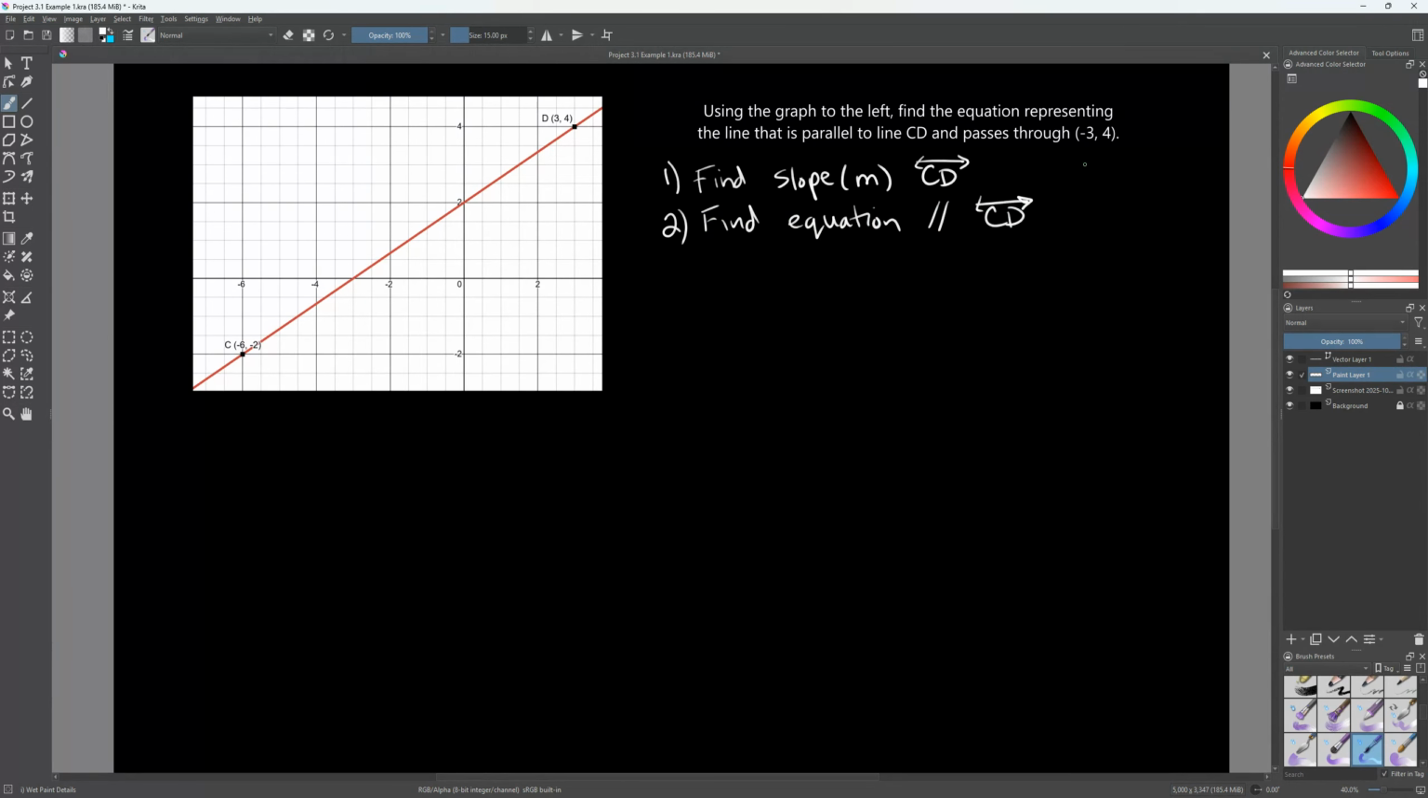And the way that I'm going to do that, I'm going to have a slope and a point right here. So this is an X and a Y. So what I'm going to use is what's called point slope form. So point slope is what I'm going to use there.